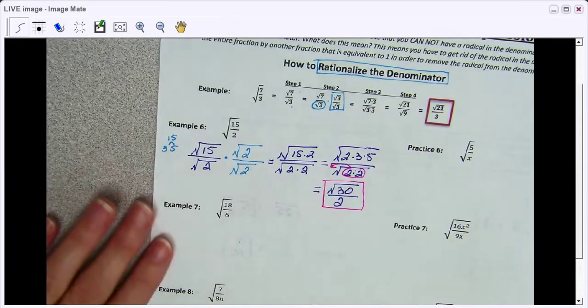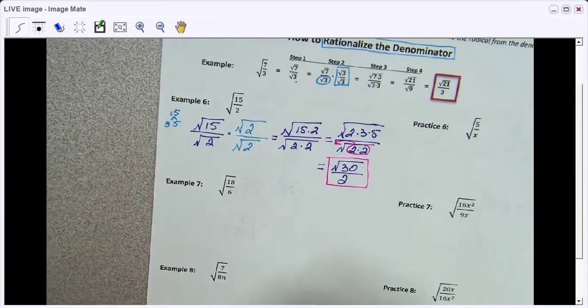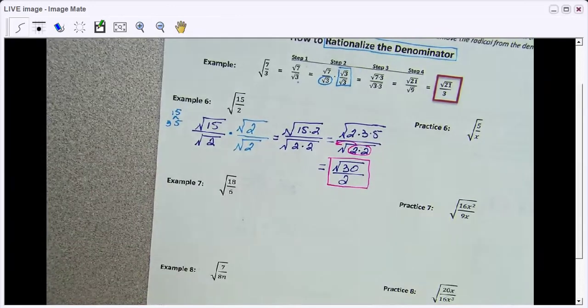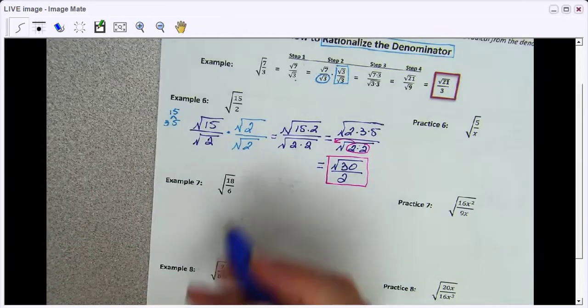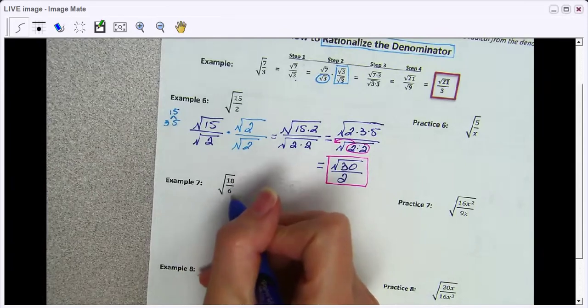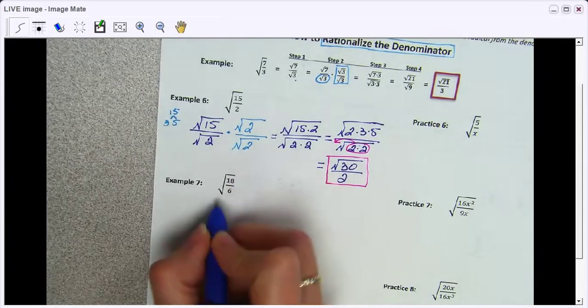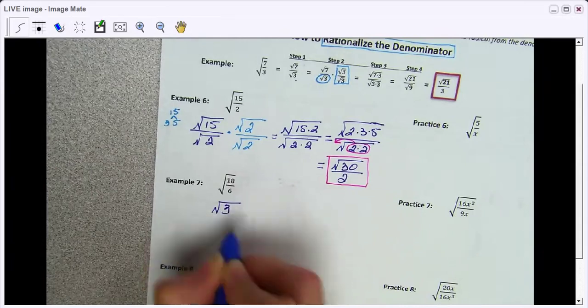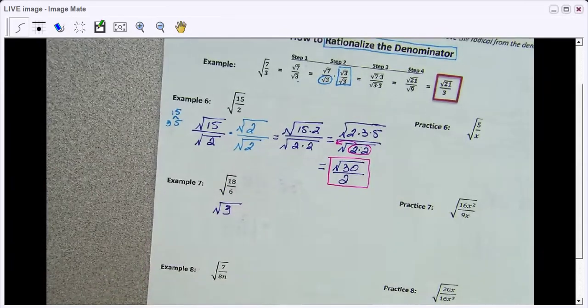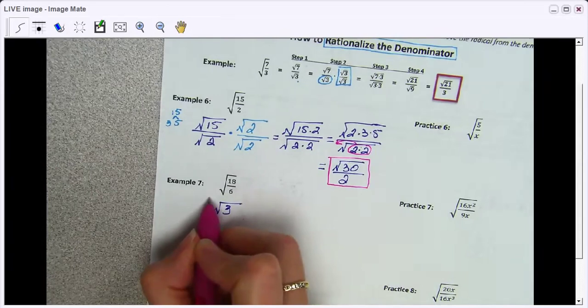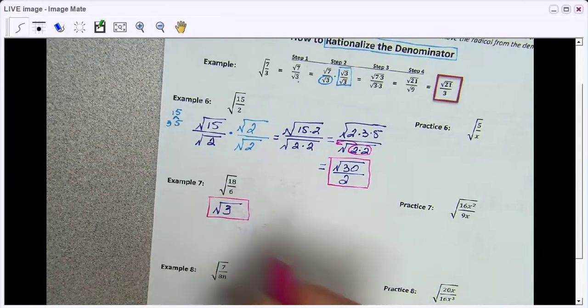All right, let's do example 7. So this one is slightly different. 18 can be divided by 6. 18 divided by 6 is 3. And we can't factor out 3, so on this one, we're done. So that was pretty simple. Okay.